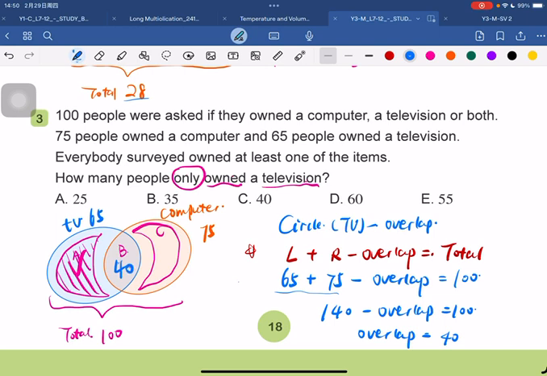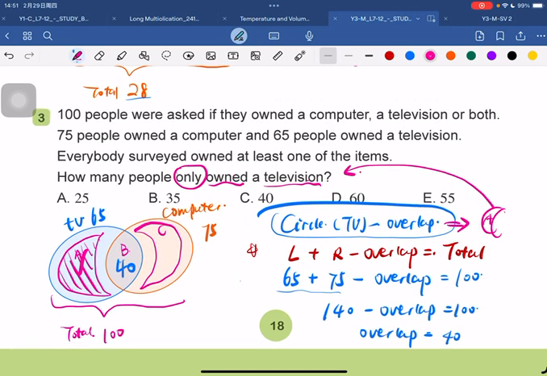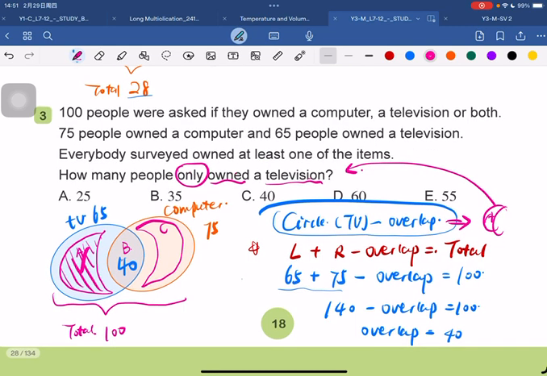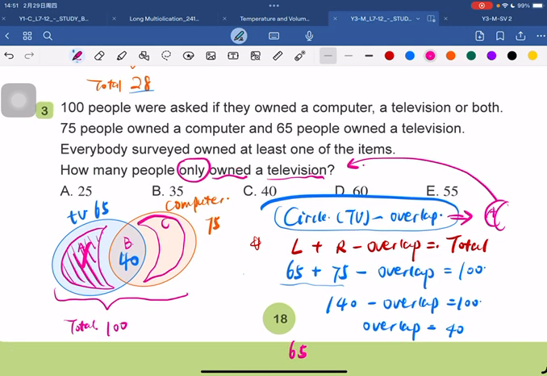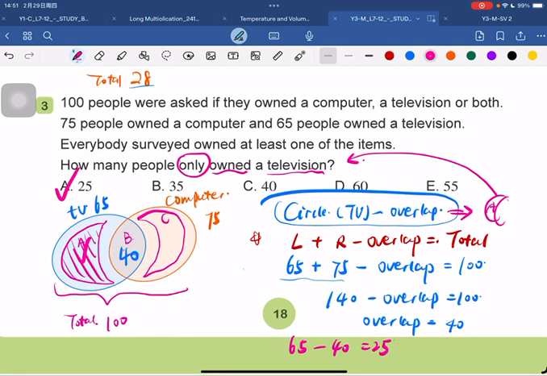40. Yeah, is that the end? Nope, do not forget, we want the whole circle take away the overlapped part, which will be the moon shape on the left, section A. That is what we are looking for. So, the circle of television, there are 65 students in total, and the overlap part is 40. So, take away 40, we got 25 left over. So, for the moon shape part, it should be 25, and 25 are the total amount of students only owned a television. So that is for question 3.